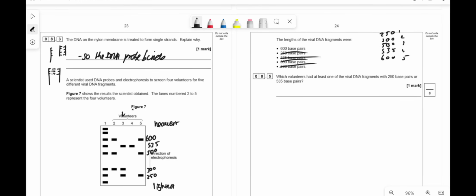So 3, sorry, has a 250, 4 has a 535, and 5 has a 250.